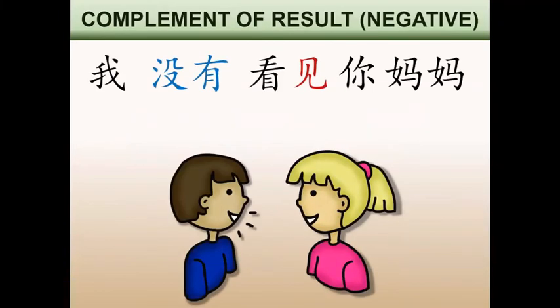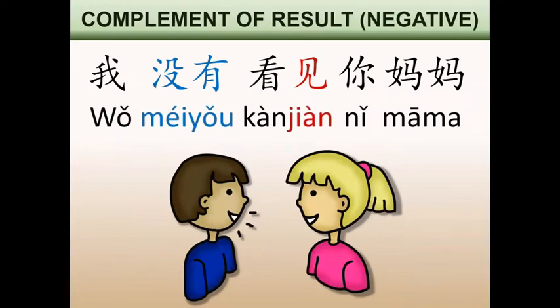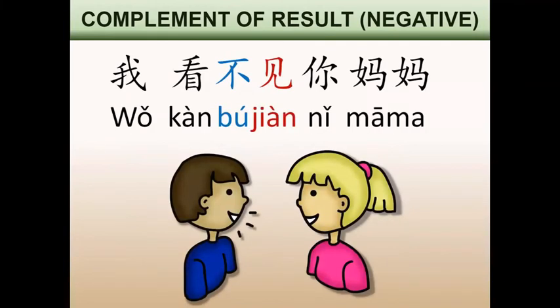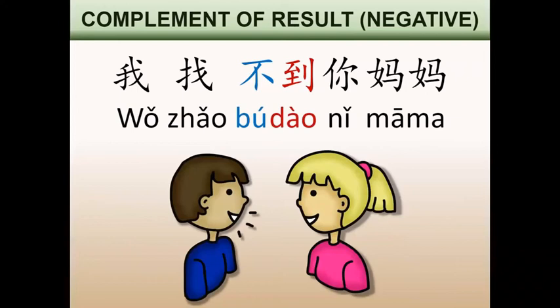Now, one example with a negative. 我没有看见你妈妈. I haven't seen your mother. Another negative. 我看不见你妈妈. Again, we are making the negative on the complement of result in this case. What I'm referring to is that I have the faculty, I have the ability to see, but I didn't see your mother. Okay? Although I can see, because I'm not blind, I have this ability, but I couldn't reach this goal, which is to identify your mother. 我找不到你妈妈. Again, 找, look for something, 不到, I haven't reached this goal, which is to find your mom.